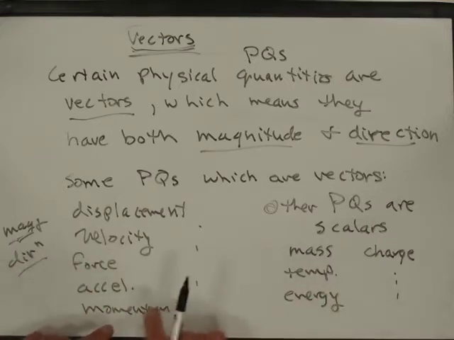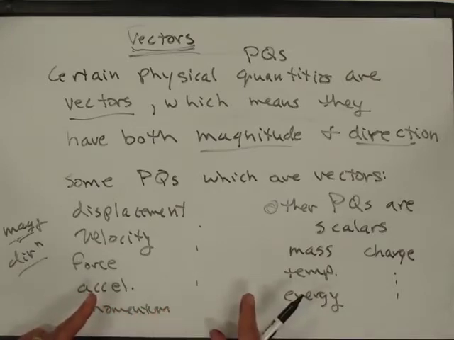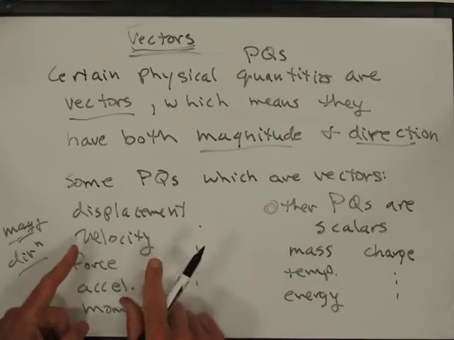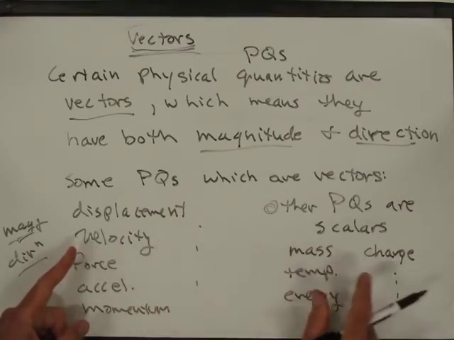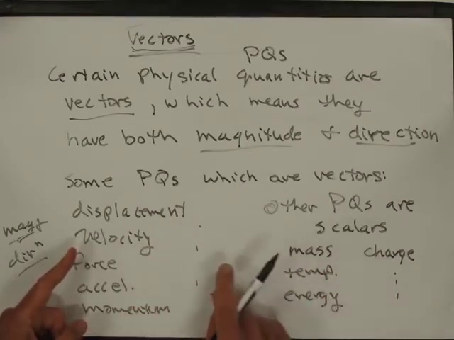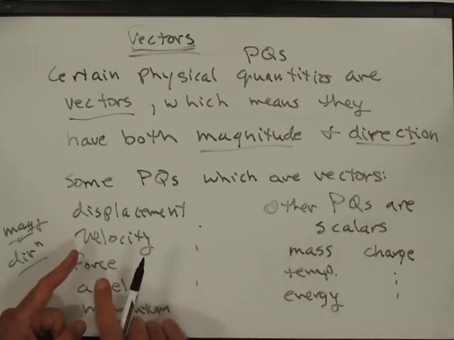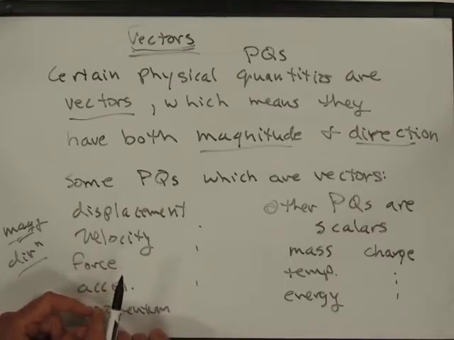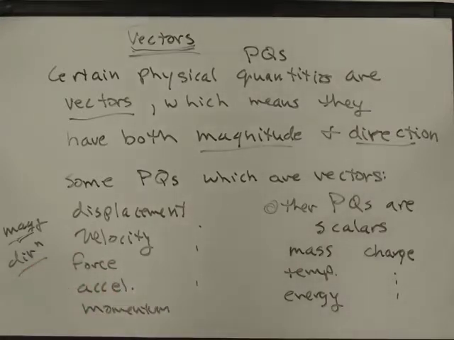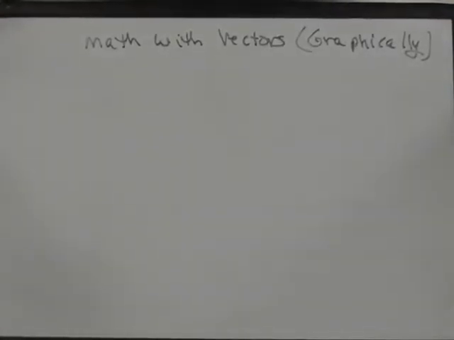Remember, we did an example with the displacement east and the displacement west, so that the total displacement was zero. Displacement's a vector, and so the direction matters. Distance was a scalar, and so if you went a mile east and a mile west, the total distance you traveled was 2 miles, but your displacement was zero, because the direction makes a difference. So we're going to do some math with vectors, because we're going to be adding physical quantities that are vectors and subtracting and multiplying and so on.